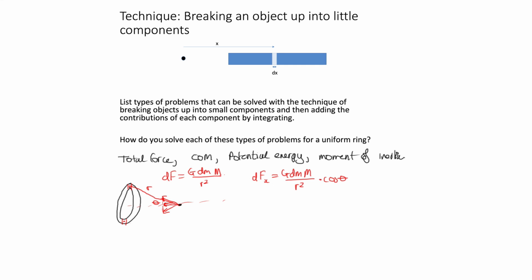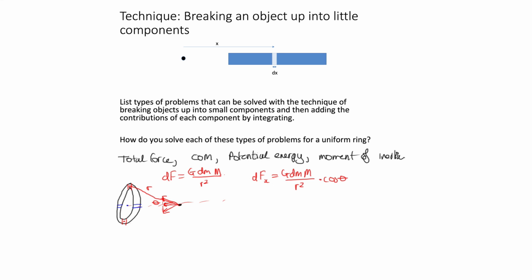The center of mass, again, we always exploit the symmetry. So with center of mass, we can consider two little components opposite to each other, and we'd see that the center of mass for those two was right in the middle, and whichever components we consider opposite each other is always going to be right in the middle. So the center of mass would be right in the middle of our ring.